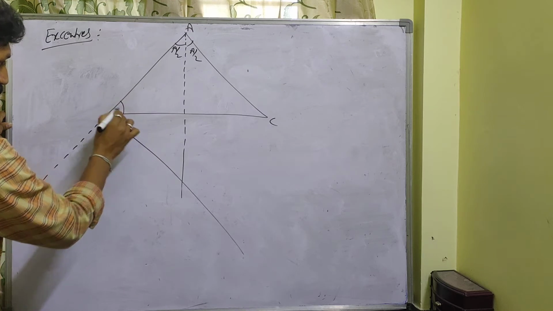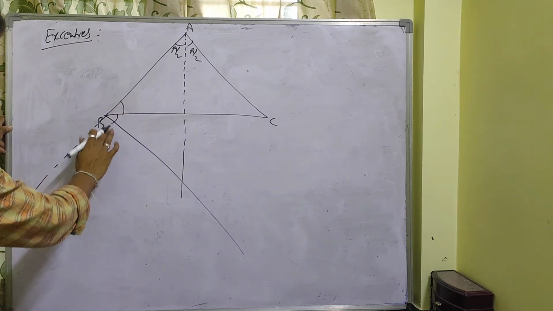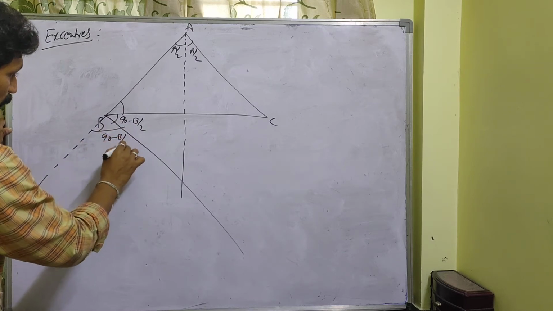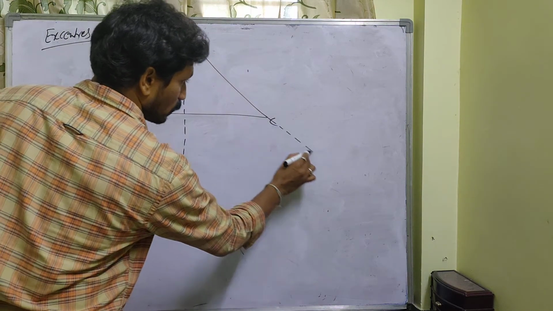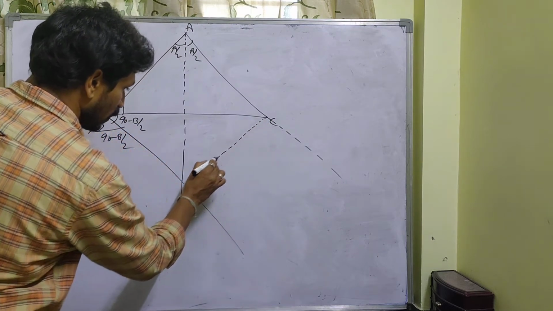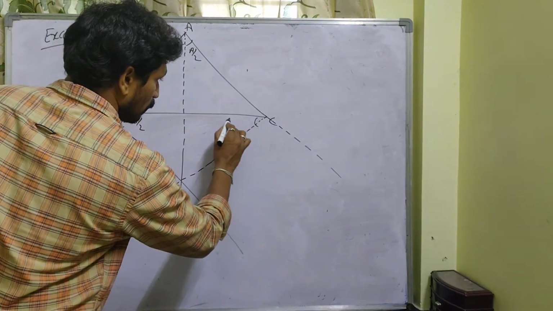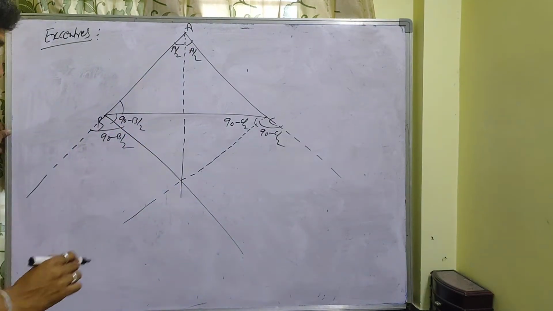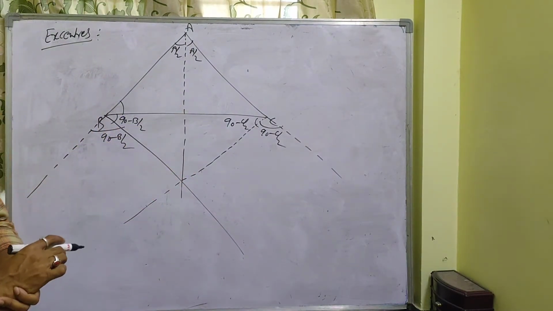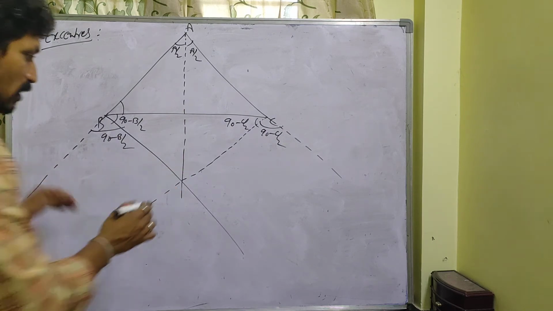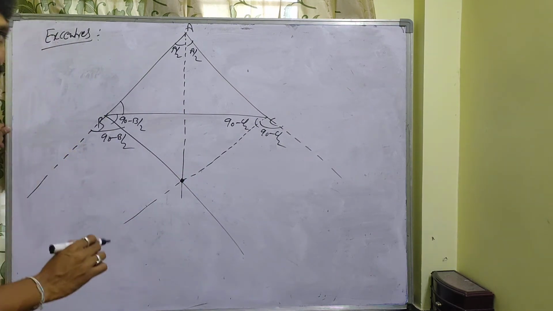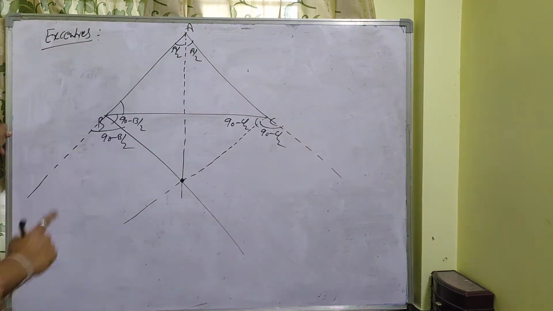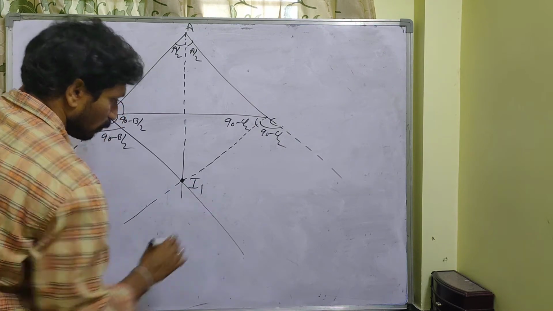Actually, if it is B, then the external angle will be 180 minus B, then it will be 90 minus B by 2. This is also 90 minus B by 2. Here also, if you extend this one, you get one more external angular bisector. Similarly this is 90 minus C by 2, 90 minus C by 2. So these 3 are concurrent. This point of concurrence is called the excenter opposite to vertex A, denoted with I1.